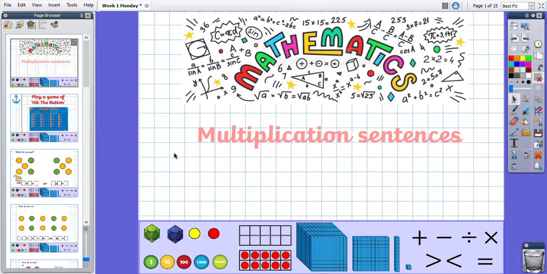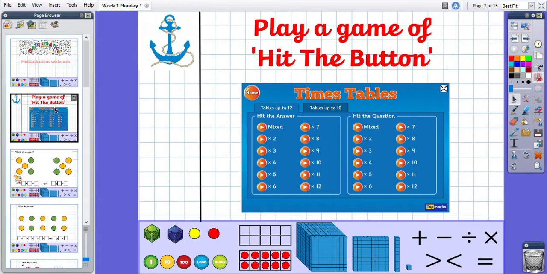This week we are going to be looking at multiplication, and today in particular multiplication sentences. So to warm our brains up after half term, I want you to have a go at Hit the Button. But when you do it, make sure you do tables up to 12. You can either do hit the answer or the question, I don't mind, but only your 2, 5 or 10 times tables. You can have a couple of goes at that and then come back ready for your lesson.